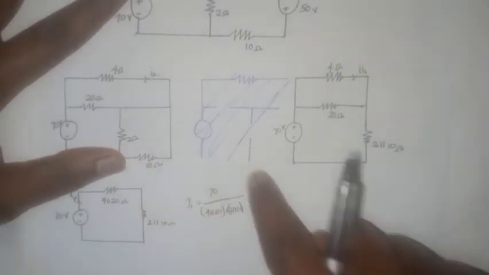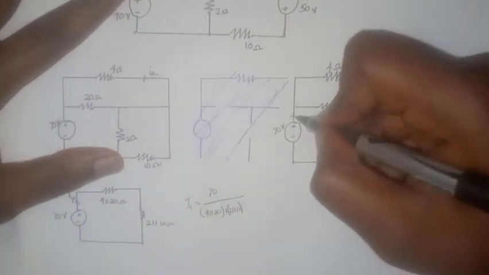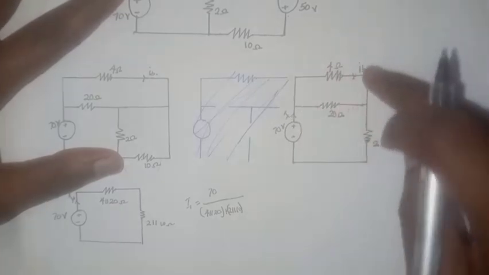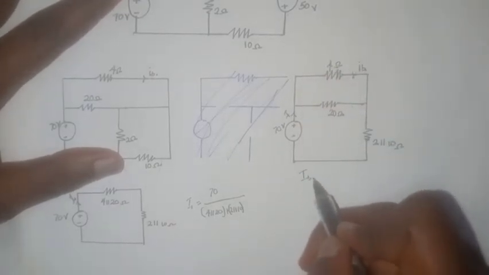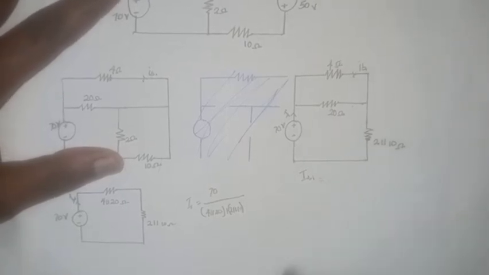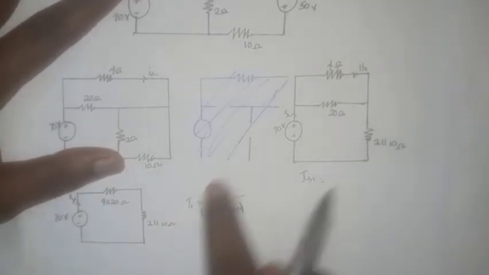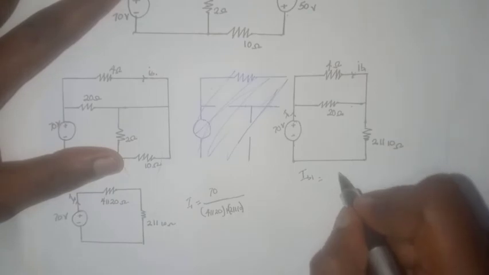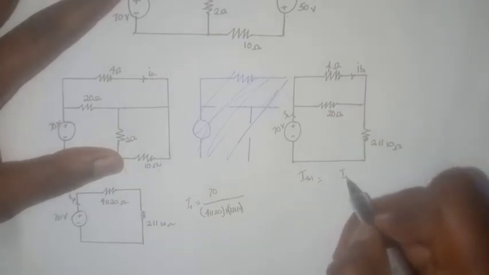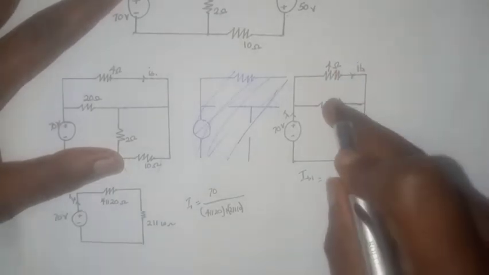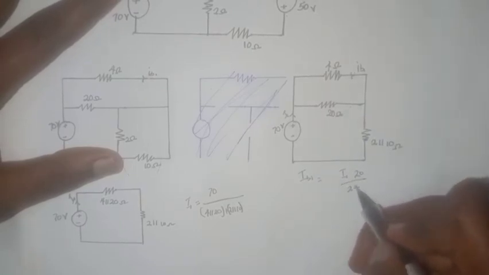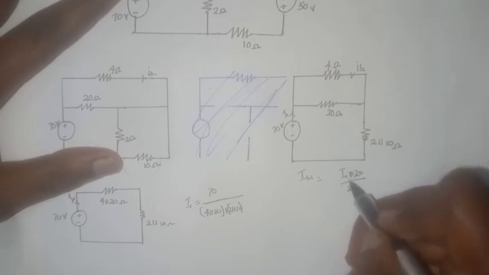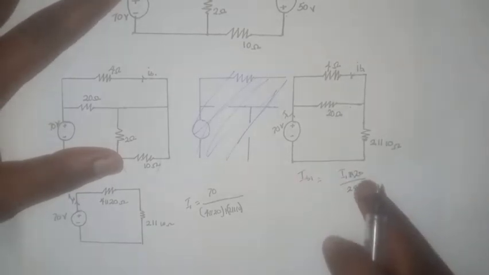So we know the total current flowing in the circuit, that's I1 here. Then we can say that IB1 equals I1 multiplied by 20 over 24. So that is the value of IB1.